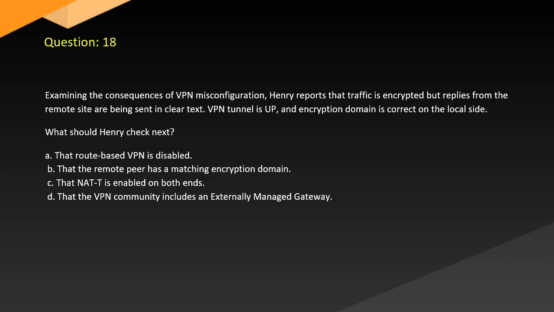A. That route-based VPN is disabled. B. That the remote peer has a matching encryption domain. C. That NAT is enabled on both ends. D. That the VPN community includes an externally managed gateway.